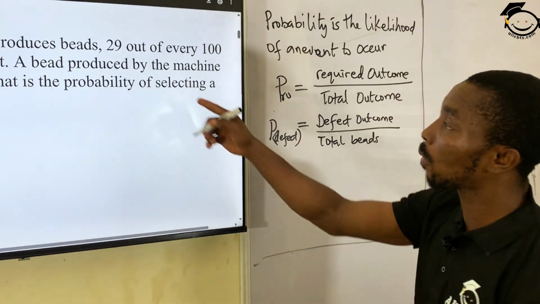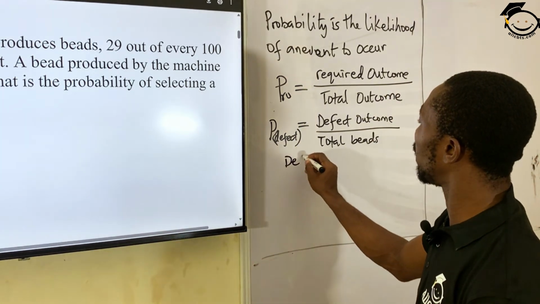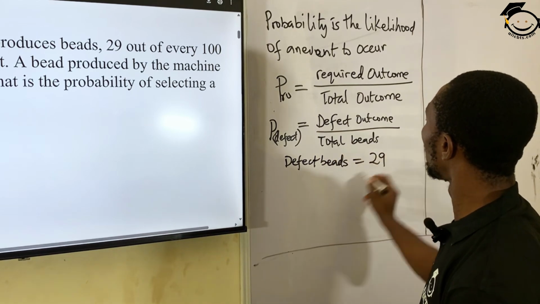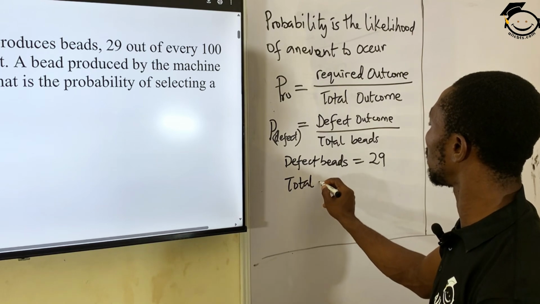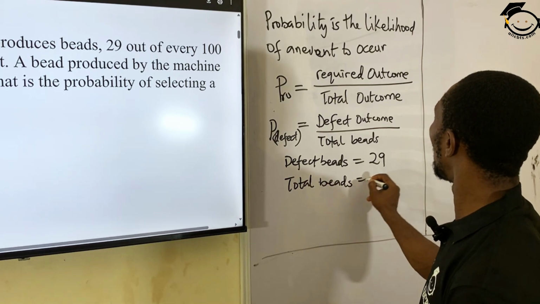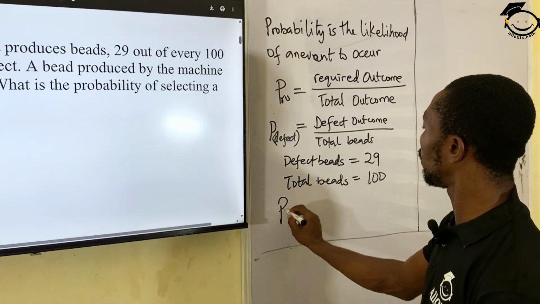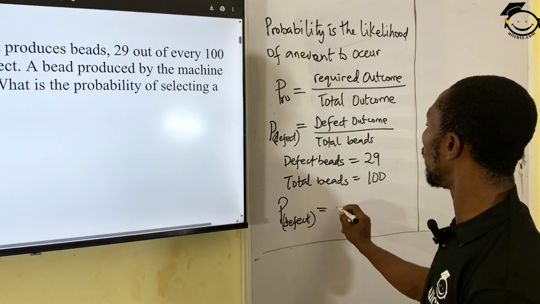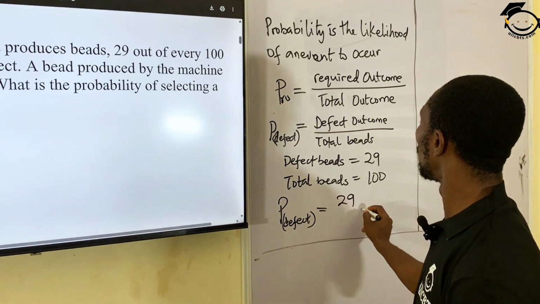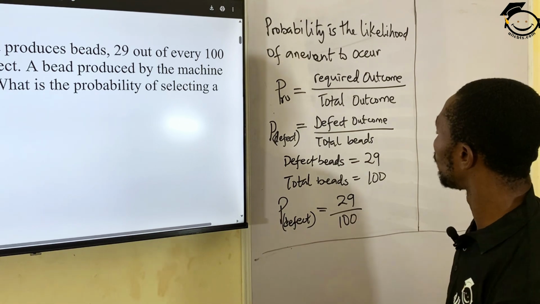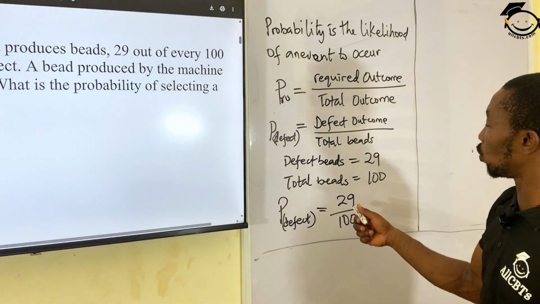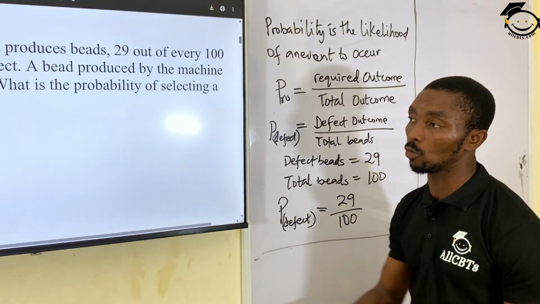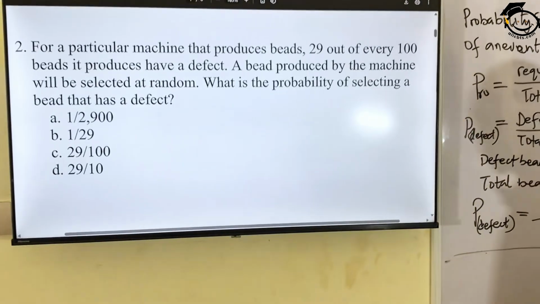Now, from our question, we know that defect bits are 29 and total bits produced by the machine are 100. So the probability of defect would be 29 over 100. Now, this cannot be broken down to any other term, so this is the lowest term. So our answer will be C, 29 over 100.